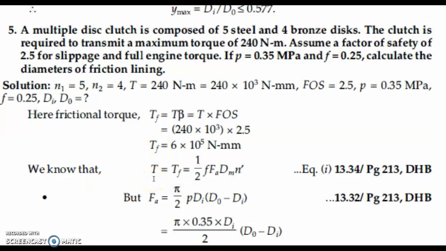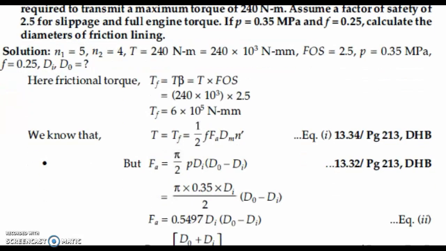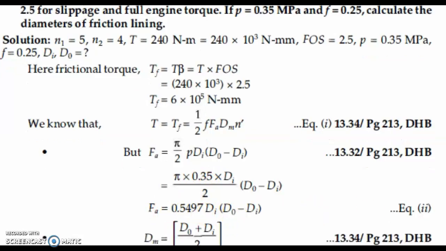And from the data book, we can write this equation: T is equal to half into mu into Fa into Dm into N dash. Page number 259, equation number 13.9F. So we can use this equation, and now we can go for the Fa value. What is that Fa value? Fa value is also in the data book, page number 258. Half into pi into P into di into do minus di. If we substitute the value of P here, we can convert that equation, that is Fa, in terms of di and do. We will get that equation.